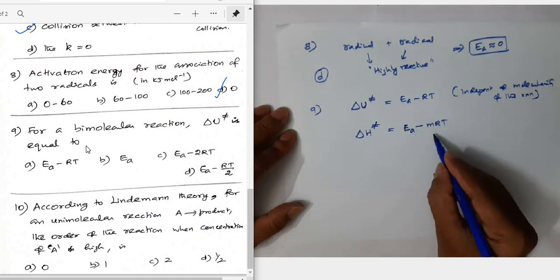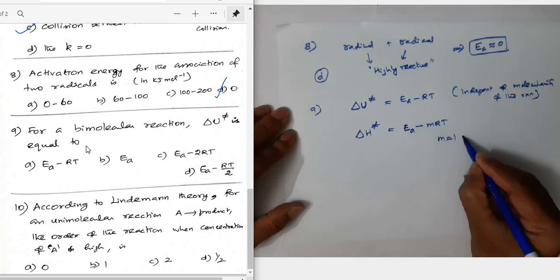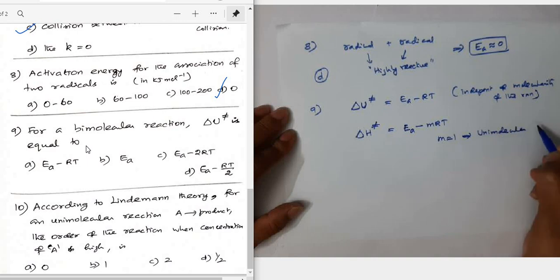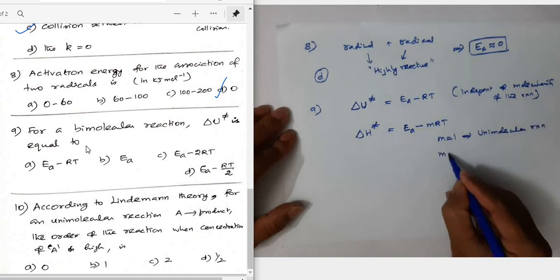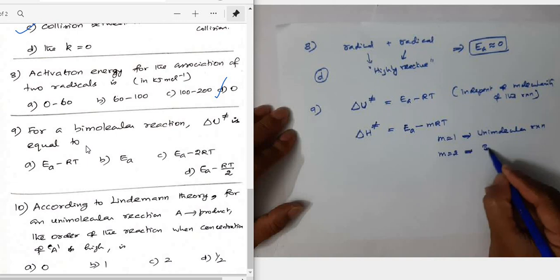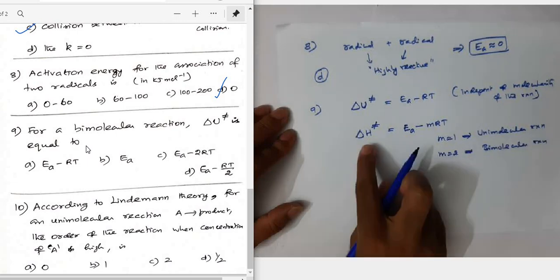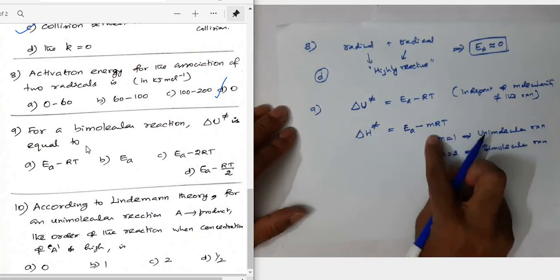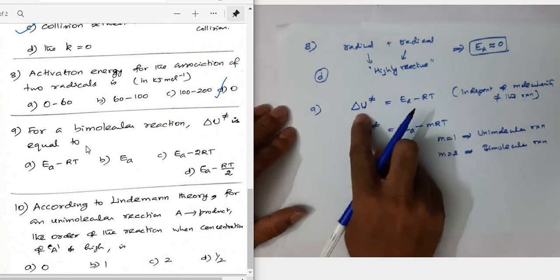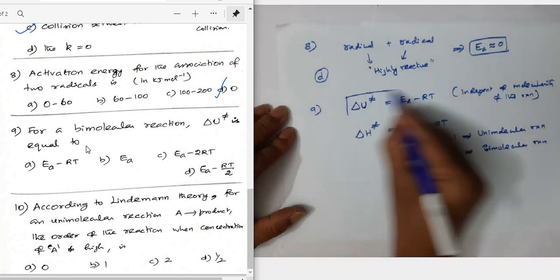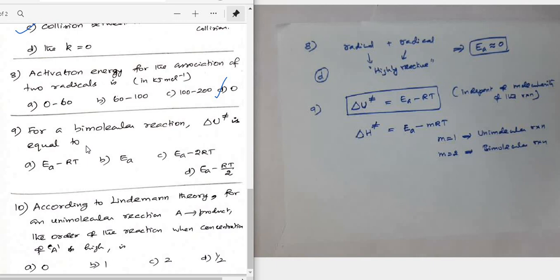If it is a unimolecular reaction, m should be equal to 1, and m is equal to 2 for a bimolecular reaction. So delta H double dagger depends on the molecularity of the reaction, whereas the change in internal energy of activation is independent of molecularity. Therefore delta U double dagger equals EA minus RT. So the correct option for this question is option A.